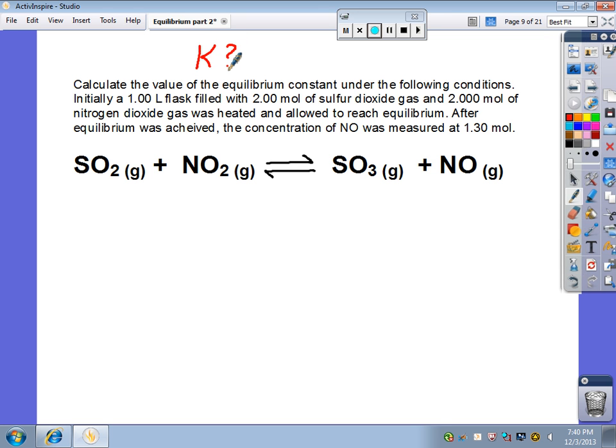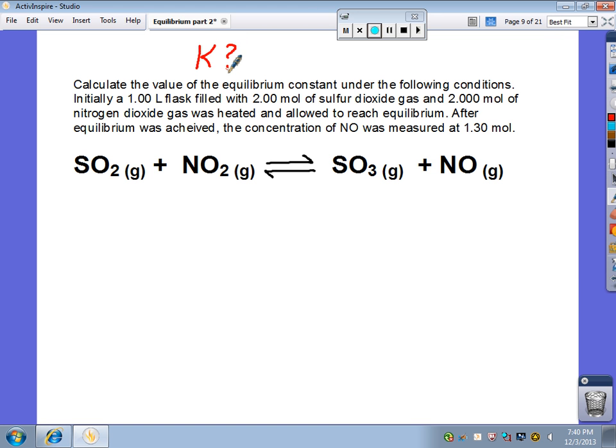We don't know K. Now what kind of K is this? Is this Kc or Kp? Well, if you look, you have moles here, and you have liters. So that means we're finding Kc. So, let's look and see what we have going on. Do we have anything about concentrations at equilibrium? If you read it, it says, initially, so for starters, a 1 liter flask filled with 2 moles of sulfur dioxide and 2 moles of nitrogen dioxide gas was heated and allowed to reach equilibrium.